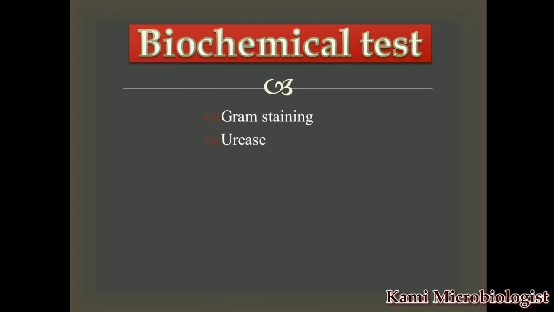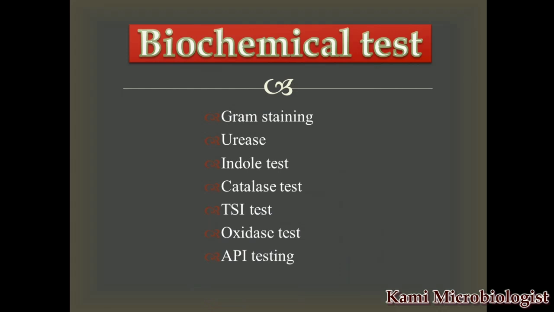When you get gram negative bacteria, you will perform the urease test, especially for Klebsiella and Proteus. The indole test is also important for E. coli, because E. coli is indole positive. The catalase test is again for Staph aureus. The TSI test is used for all gram negative rods. The oxidase test is used especially for Pseudomonas aeruginosa, because the oxidase test is positive in Pseudomonas aeruginosa. API testing is very important for gram negative rods, and it contains the tests I already talked about. The API test comes in a 10 test version and a 20 test version.